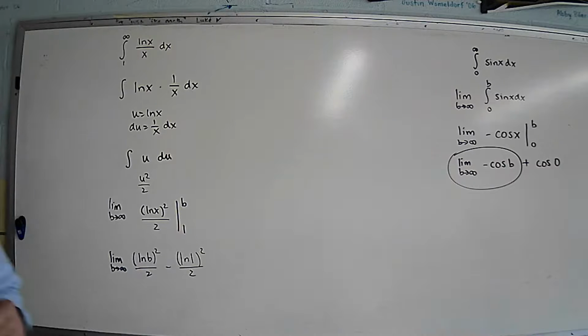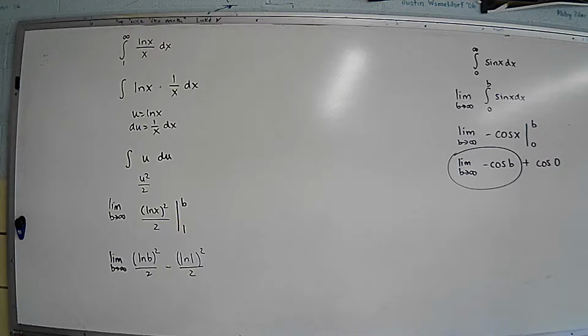Now my friends in third period are struggling a little bit because they said they don't know what natural log is. They're looking at that limit and they're not sure what the answer is. What happens to natural log of b as b goes to infinity? It goes to infinity. Now, you can memorize that, certainly, but it's more important to me that you understand why it goes to infinity.